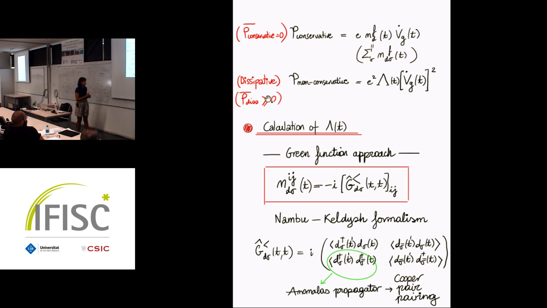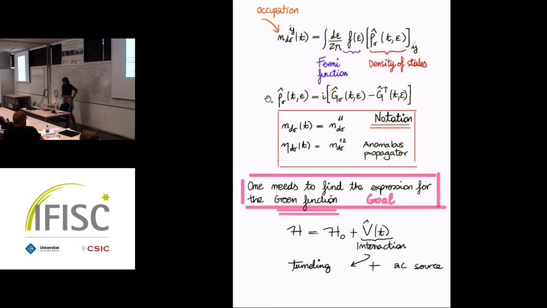Okay, so for our objective, we need to calculate this capital lambda. This capital lambda comes from the dot occupation, and the dot occupation is given by this Green function that is called the lesser Green function, which for superconductors has four components. So this is then the occupation. You have different components, A and G, and it's given by the usual expression. This is the Fermi function, and this is the density of states given by this expression here.